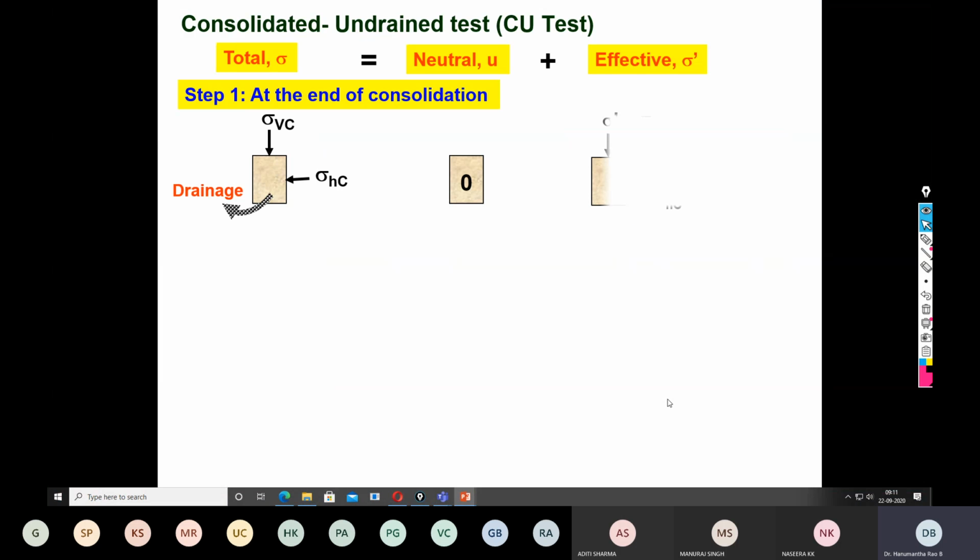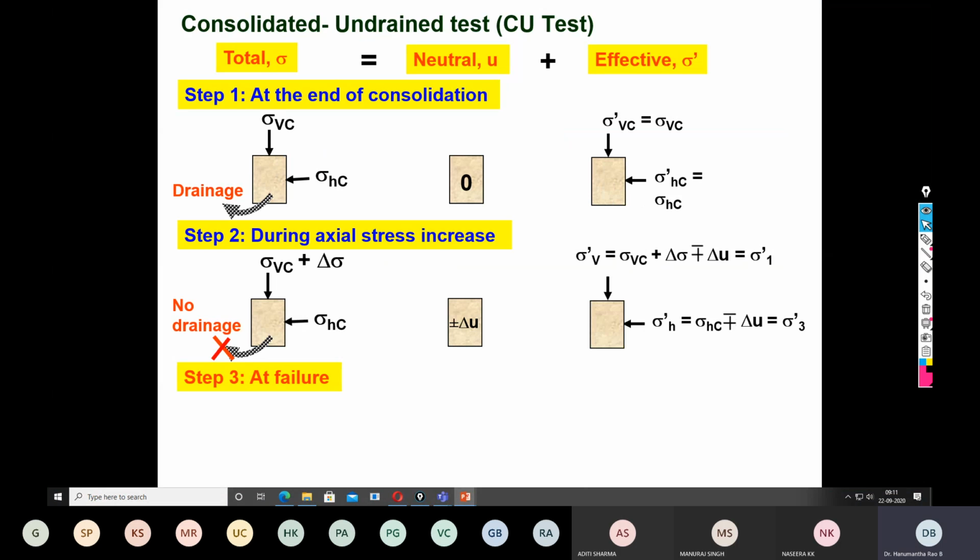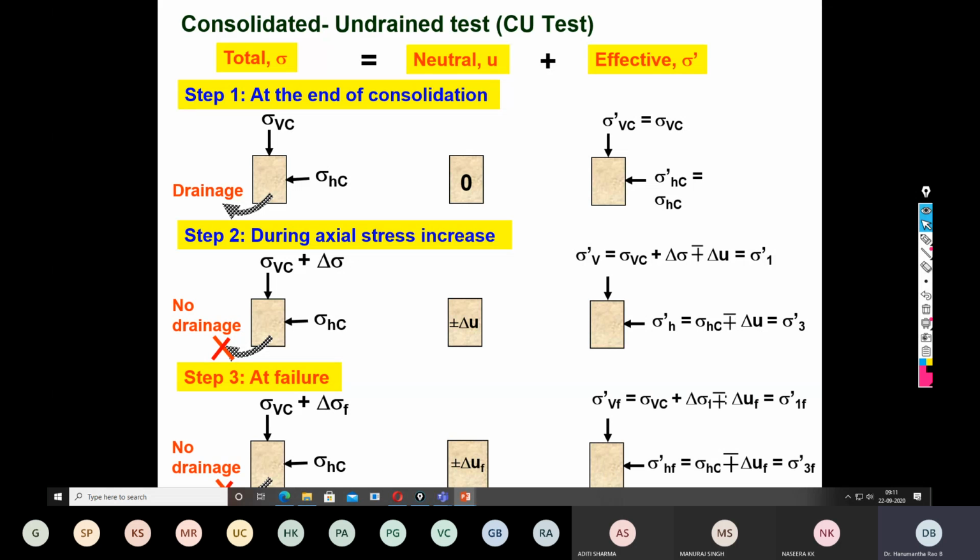Yeah, I'm sorry, there was some problem. So this part I did explain.